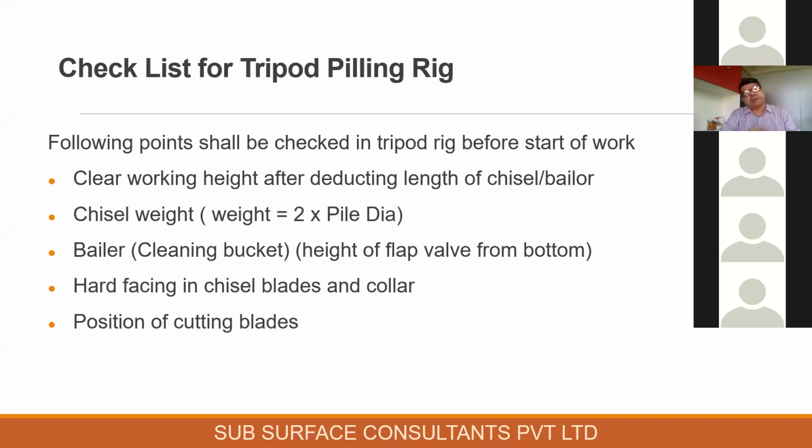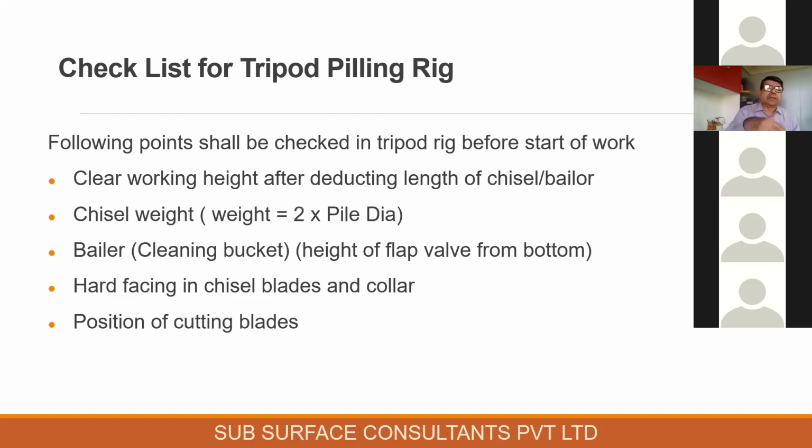Then the second important factor is chisel weight. The chisel weight is defined relevant to the pile diameter used at our site. The required chisel weight, I would say, is 2 times the pile diameter. That is a very, very important factor. We'll be enlarging on this once we go to the further slides. Then we should have balers. Balers are required for excavating into soil and also cleaning the bottom.